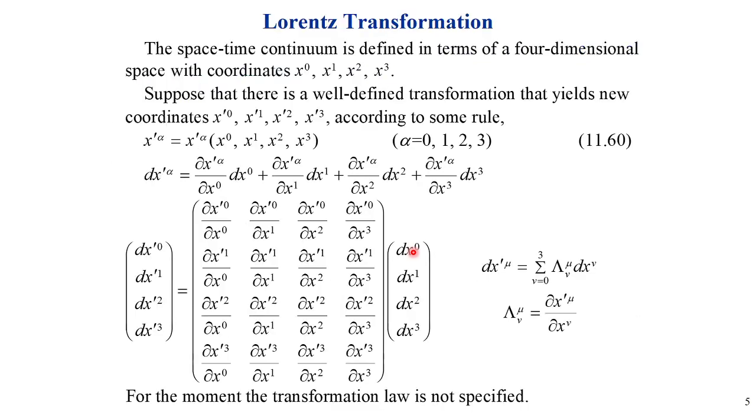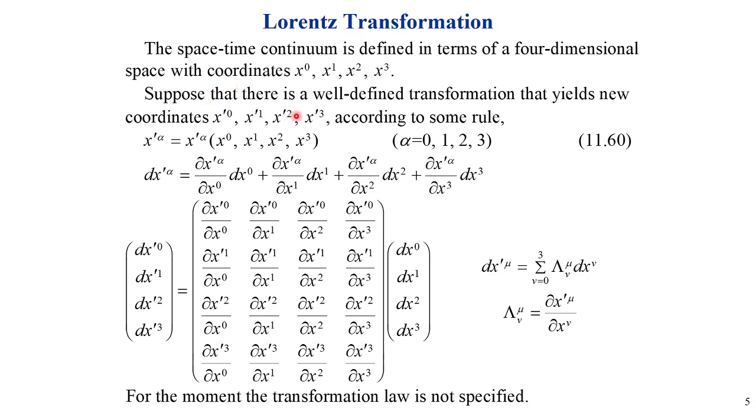The space-time continuum is defined in terms of four-dimensional space with coordinates x0, x1, x2, x3. For special relativity, the superscript or subscript will be different, slightly, and I will show you. But right now, we just denote it as superscript x0, x1, x2, x3.